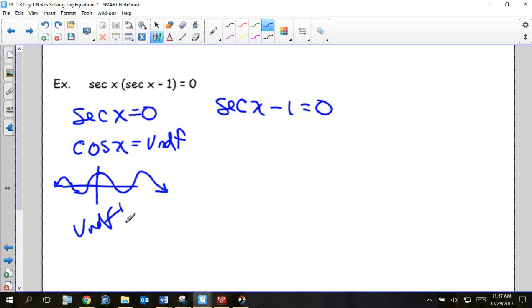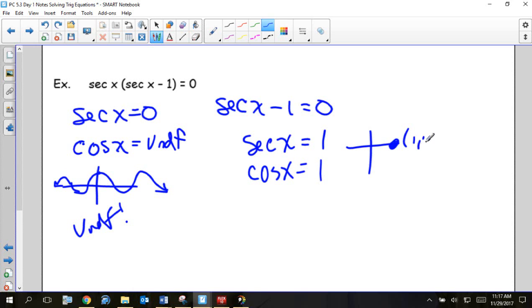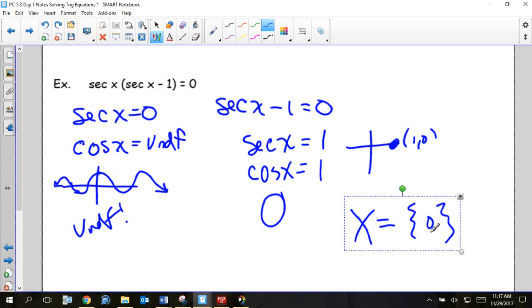Okay, how about this one over here though? Secant x equals 1. So where's secant equal to 1? I might not remember my secant, so where is cosine x equal to the reciprocal of 1? Still 1. Remember, cosine is x, and here is where it equals 1. Yes. So I only have one answer. My x is 0. And if there's just one answer, you don't need the fancy brackets, but I had to throw them in there anyway.